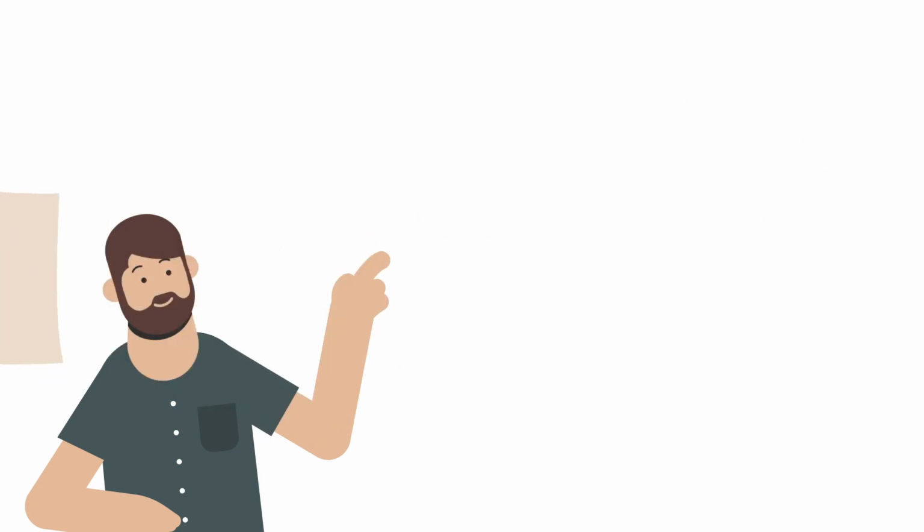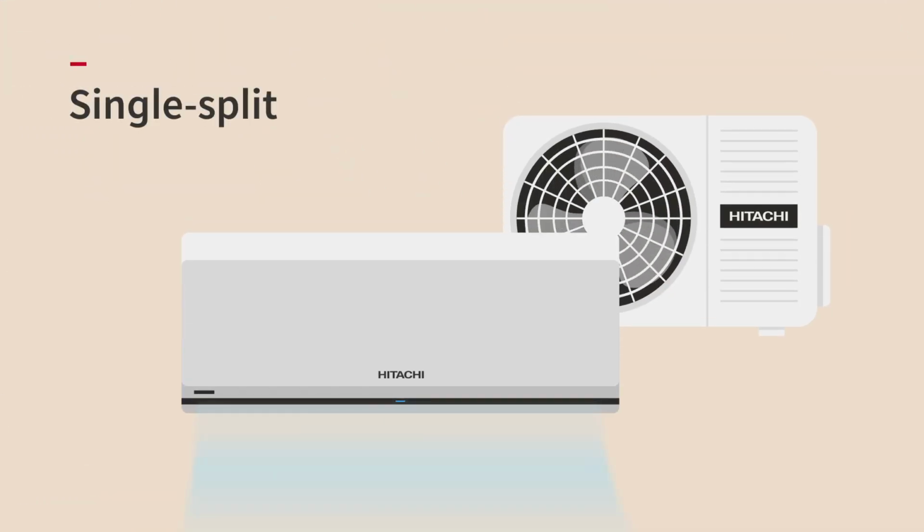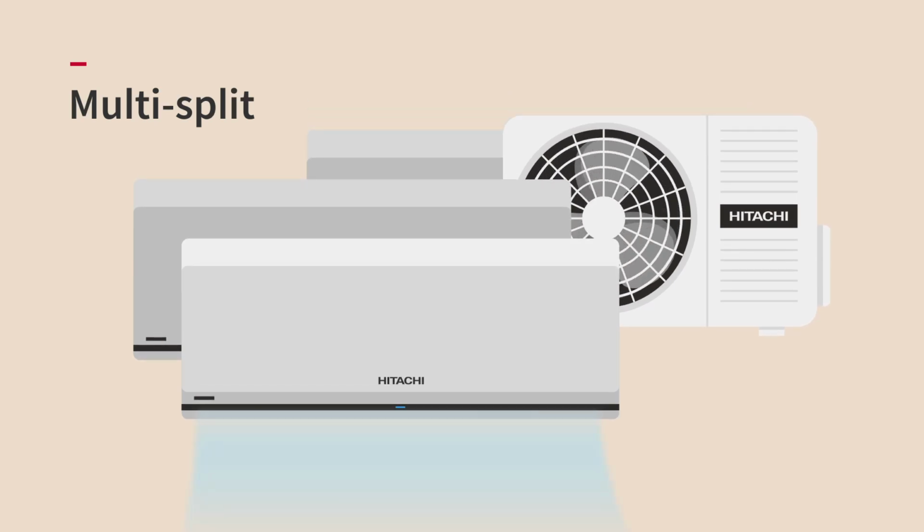Take note. Single split, the most popular because of its easy installation. One indoor unit plus one outdoor unit, perfect to condition one space. Multi-split, perfect for households with multiple spaces that require climate control but connected to just one outdoor unit.